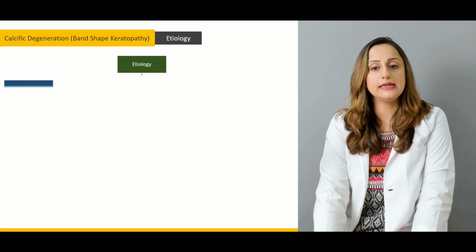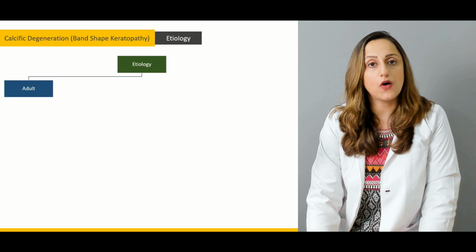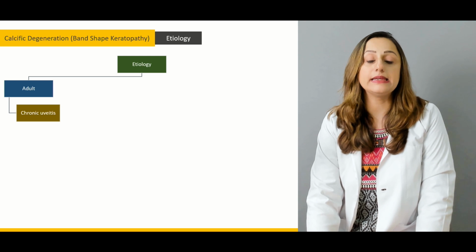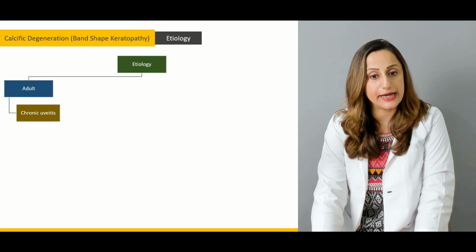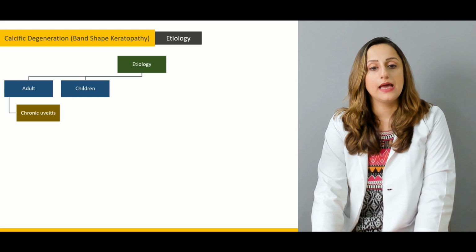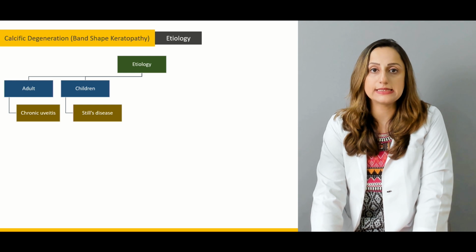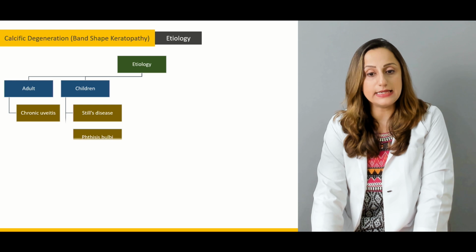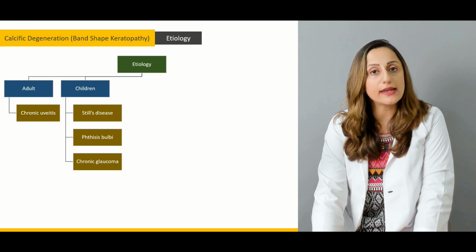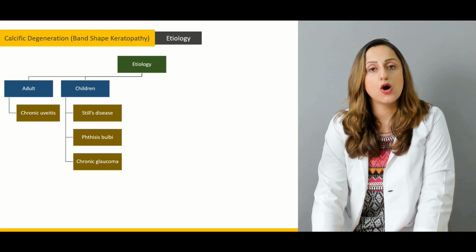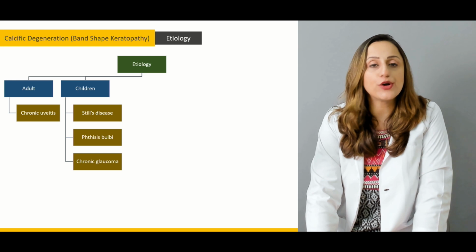What are the causes of band-shaped keratopathy? In adults, usually the causative factor would be chronic uveitis. In children, you can come across different pathologies. It can be even Still's disease or phthisis bulbi. So these are some of the congenital conditions that the child has been born with. Or chronic glaucoma.